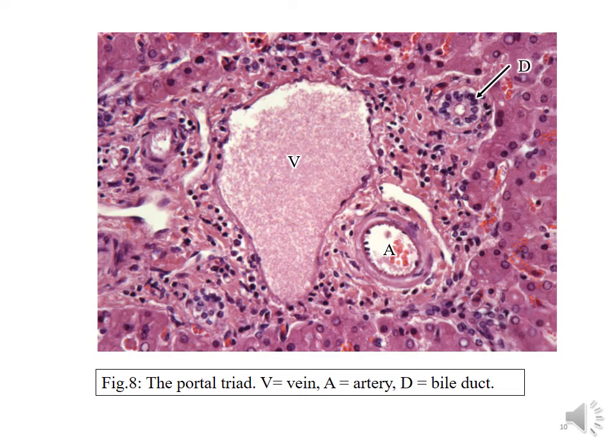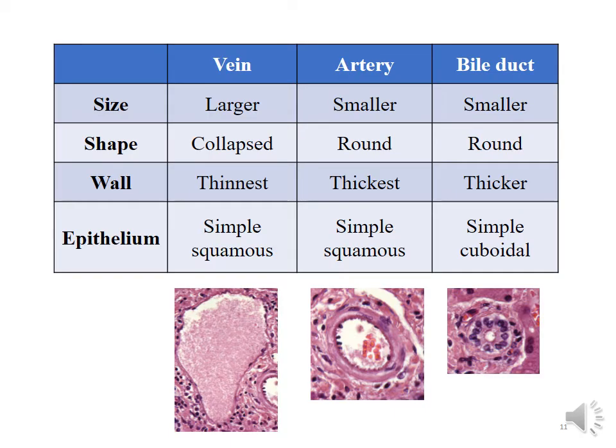In the portal triad, as the name triad suggests, we have a vein, an artery, and a hepatic duct. All these structures are embedded within loose areolar connective tissue. So how do we differentiate between the vein, artery, and bile duct in the portal triad?